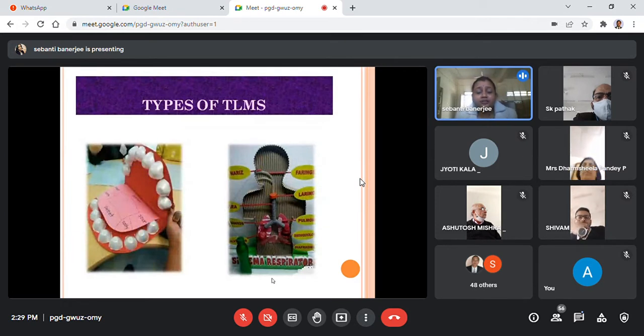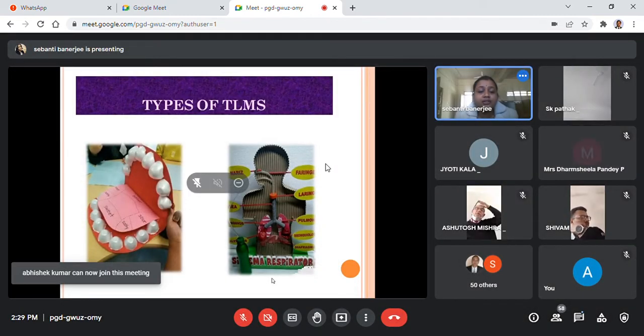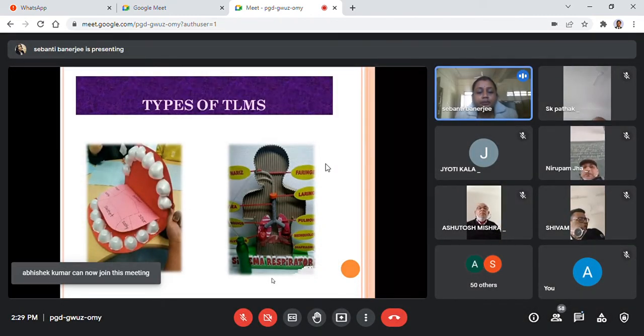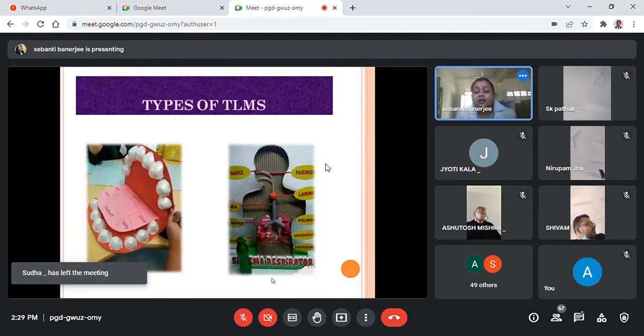Next one is related to life science. The first one is the TLM of the human tongue, where the various types of taste buds are present. The frontal part is responsible for tasting sweetness, and the sides of the tongue are responsible for tasting sourness and saltiness. And on the right side, a human respiratory system has been beautifully depicted with proper labelling.